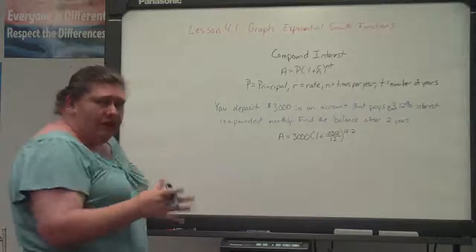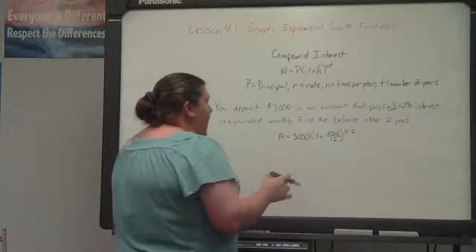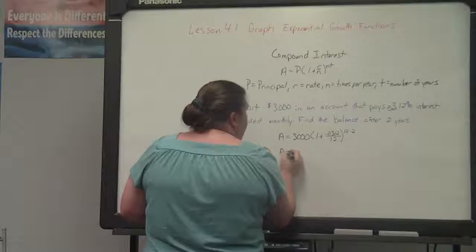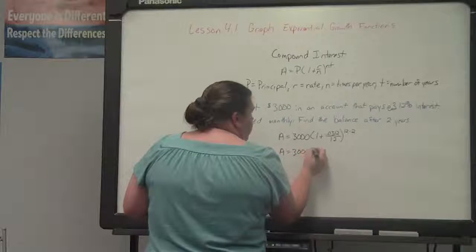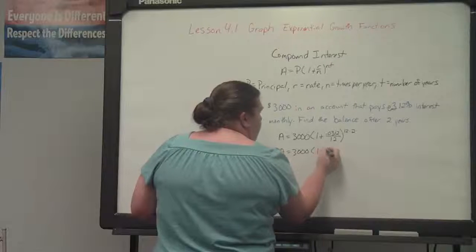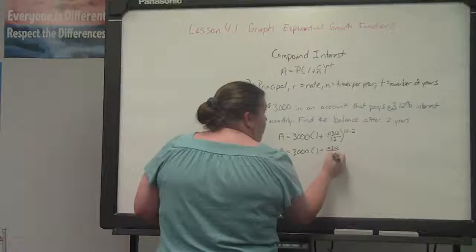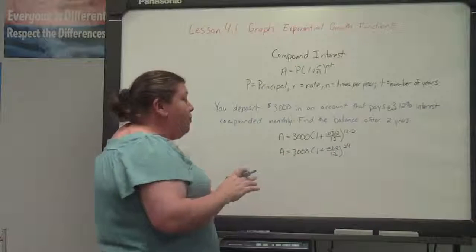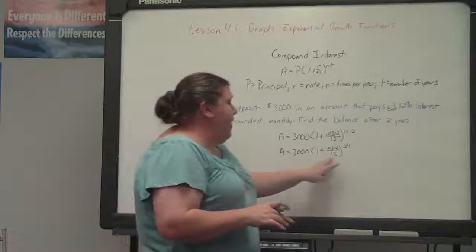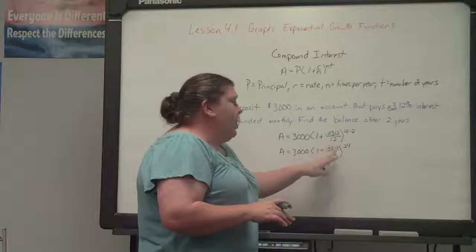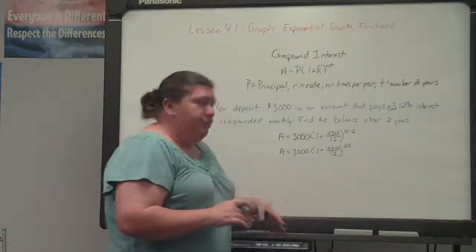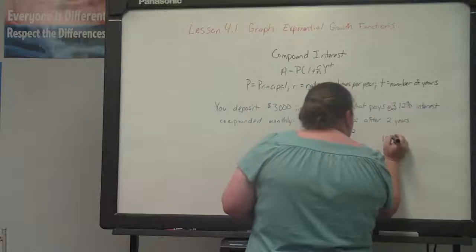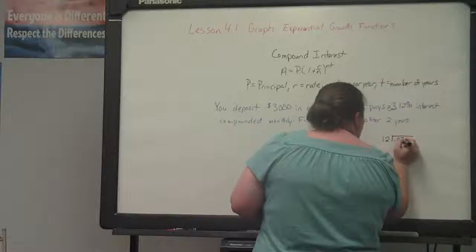Now I want to start working the problem. One thing I can do is go ahead and combine my power. So A equals 3,000 times 1 plus 0.0312 divided by 12 to the 24th power. More than anything, what I need to do now is figure out what 0.0312 divided by 12 is. I'm going to do that right here: 12 divided into 0.0312.